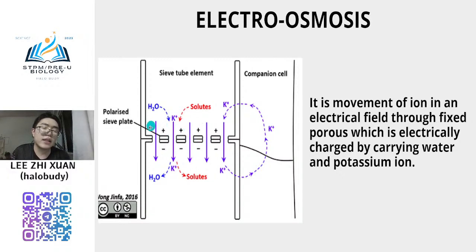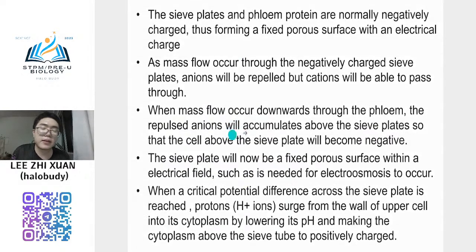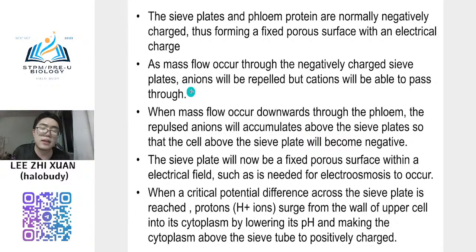Initially, at the beginning, the charge for the sieve tube element is negative. The upper part is totally negative. Then when the hydrogen ion starts to pump into the sieve tube element, potassium ion also starts to pump into the sieve tube element, causing the upper part of the sieve plate to become positively charged. So when the upper part becomes positively charged, you see this here.